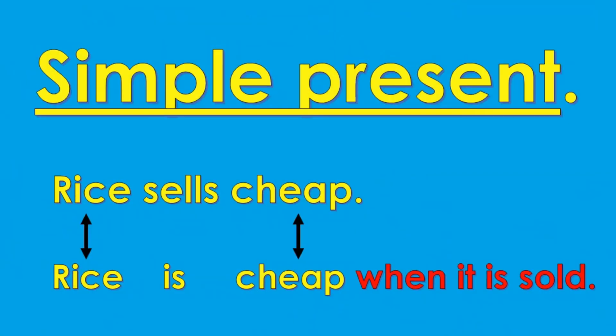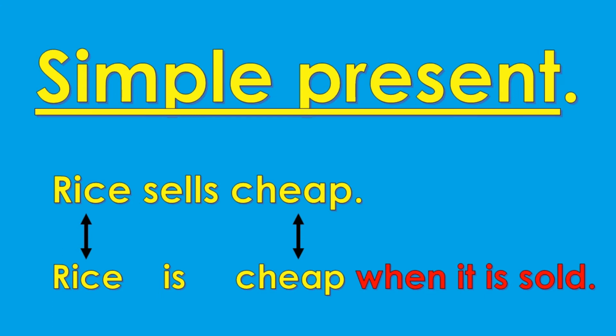Look at the first example in simple present tense. The question in the active voice is rice sells cheap. Once again, a question arises in our mind. How can rice itself sell something? So it seems to be impossible. But here, as I have said to you earlier, we have to make out a meaning of the sentence by our own. So here we come to understand that the price of rice has been down or that the sellers are selling rice at a cheap price.